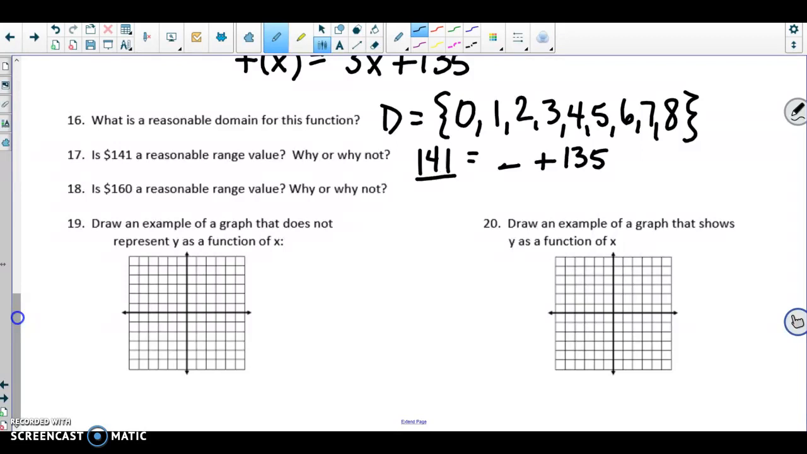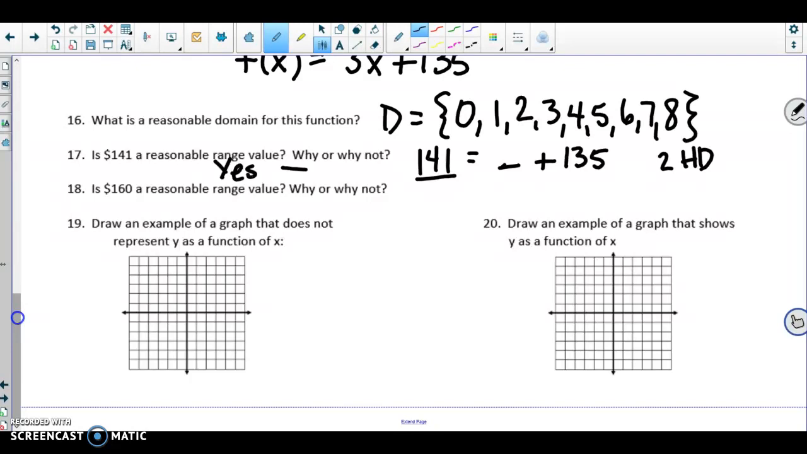So we could sell 2 hot dogs, right? So 2 hot dogs at $3 each. Whoops, not sure why that happened. 2 hot dogs at $3 each would give us that $6 that we need. So is it a reasonable range value? Yes, because of this right here. 2 hot dogs at $3 each would give us the 6 that we need right in here to make that true.